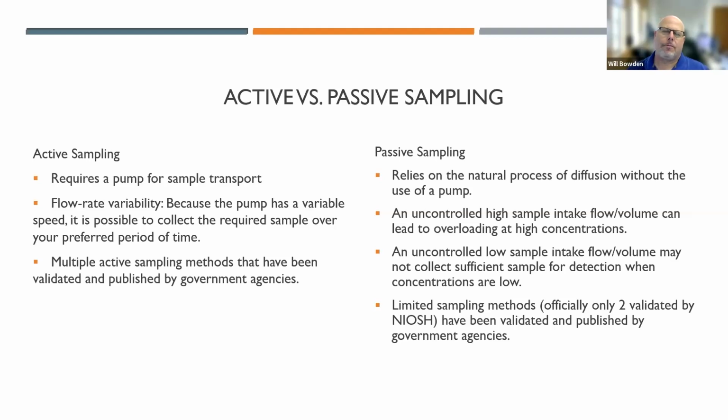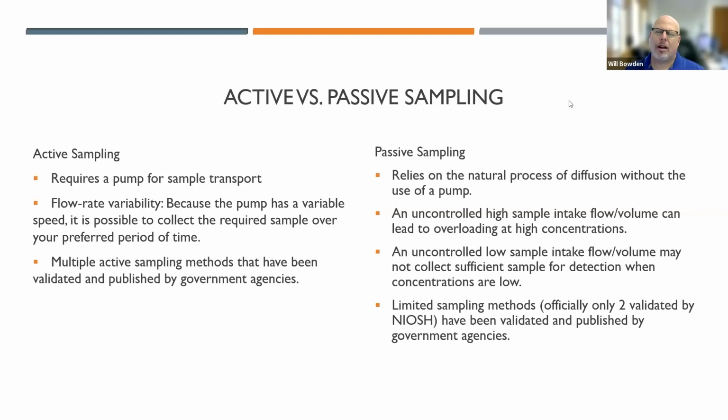The other sampling parameter that we have is passive sampling. Passive sampling relies on the natural process of diffusion without the use of a pump. Many gas detectors that are out there rely on passive sampling, where a sensor is set up in an enclosure. It may have a filter to prevent water, insect, and particulate intrusion onto the sensor itself.